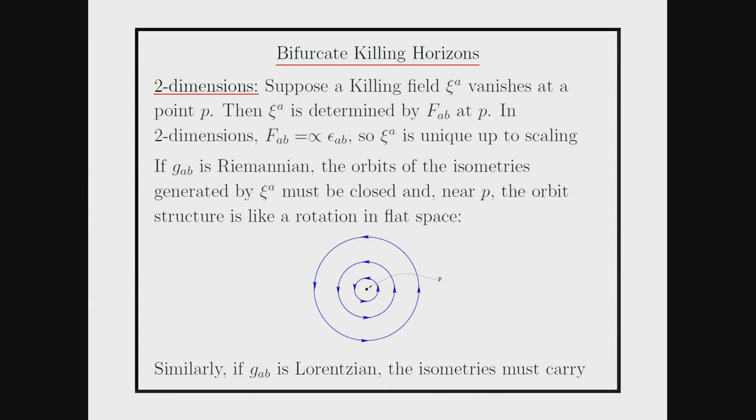And you can easily figure out what goes on in the tangent space. This corresponds to an infinitesimal rotation. But that means that also goes on in the space-time, if you follow along with geodesics. So if we have a Riemannian metric, I'm interested in the Lorentzian case, any Killing field that vanishes at a point is going to have an orbit structure like what I'm drawing here. It's going to be a rotation, and this will be the rotation axis, a rotation point, since we're only in two dimensions. I think everyone is familiar with this.